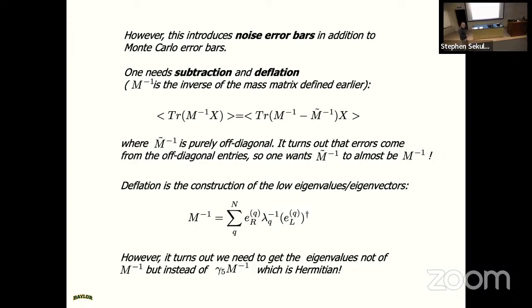Okay, it turns out that the errors come from off-diagonal elements of your matrix. If everything was diagonal, you'd have 0 errors. And so you need a method that subtracts off-diagonal elements of your quark inverse. So there you go, and you'll have smaller error bars. You want your M inverse twiddle to be almost like M inverse. And so you can invent these methods.